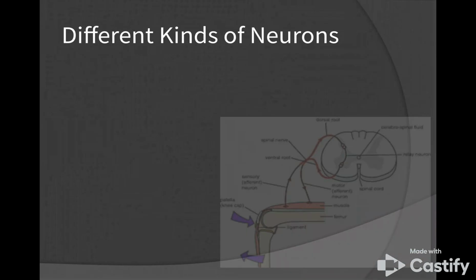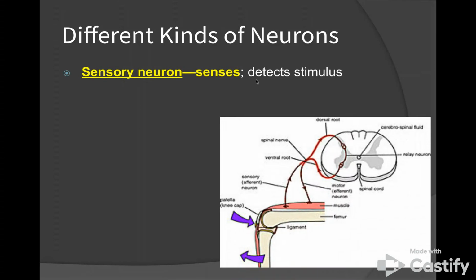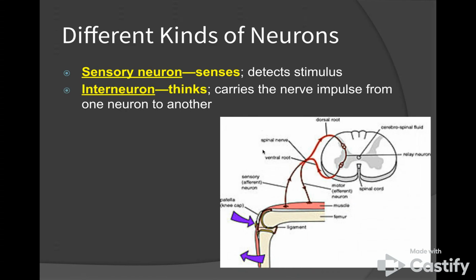There's different kinds of neurons. The first one is a sensory neuron. As you can guess, it senses or detects a stimulus. So there's something different in the environment that it detects, whether that's a change in temperature, whether it's pain, whether it's something that they're noticing. They're picking something up. Okay, so it detects this change right here.